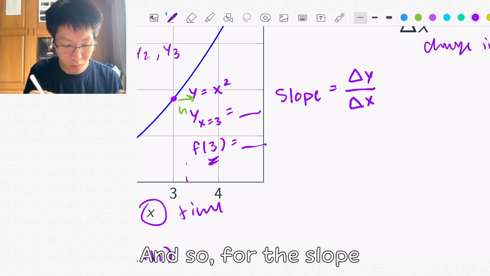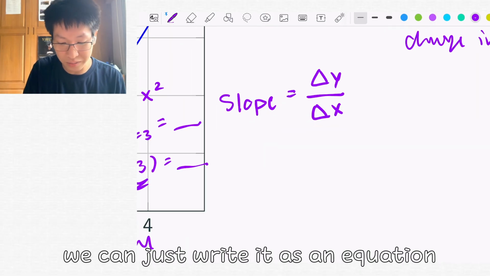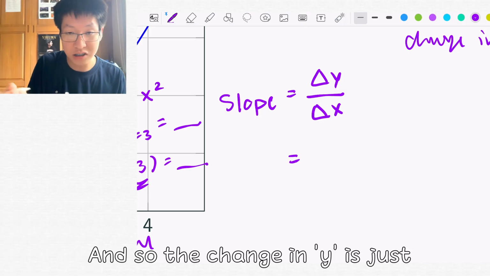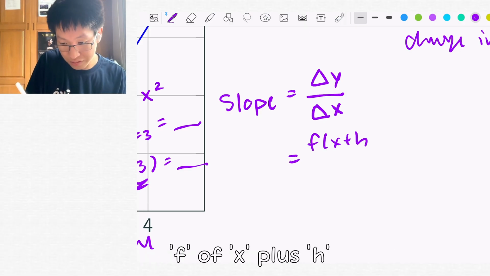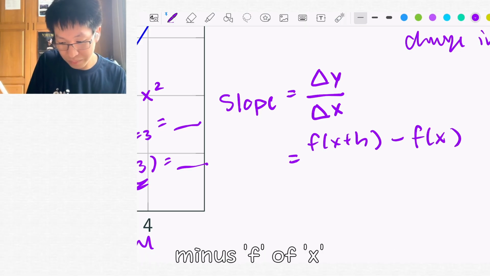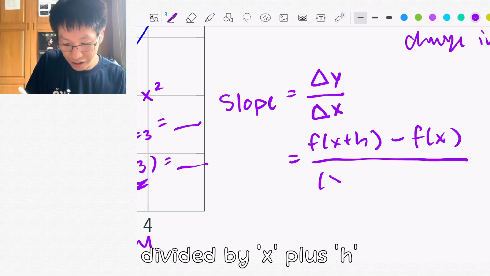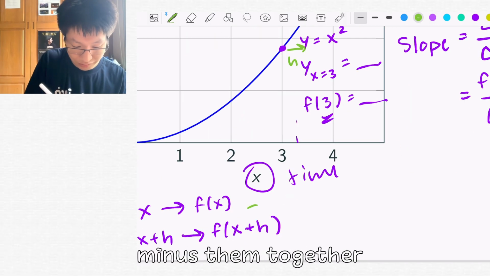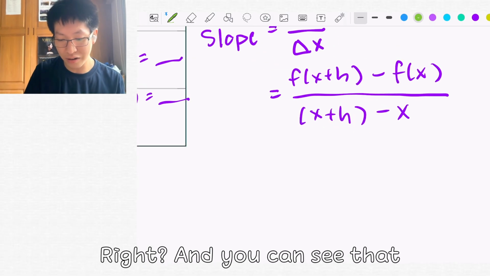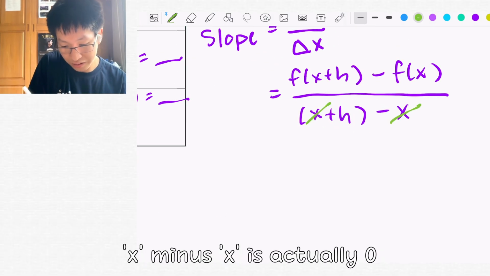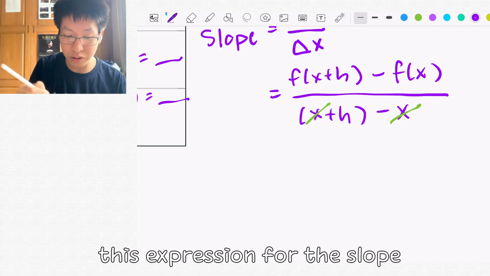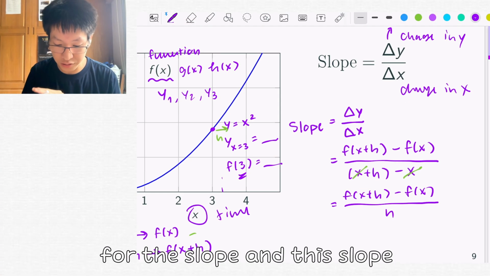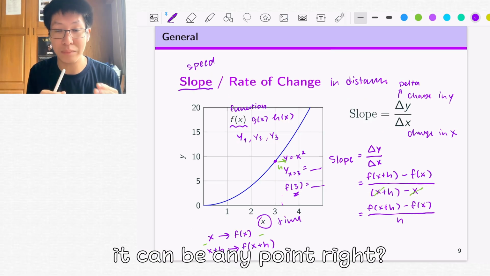And so for the slope, we can just write it as this equation, because when we talk about change, we talk about minus, right? The change in y is f of x plus h minus f of x, divided by x plus h minus x. This is just taking these and subtracting them, taking these and subtracting them. And you can see that x minus x is actually 0. And so we end up with this expression for the slope. This is the expression we have for the slope, and this slope applies to any point. It can be any point.